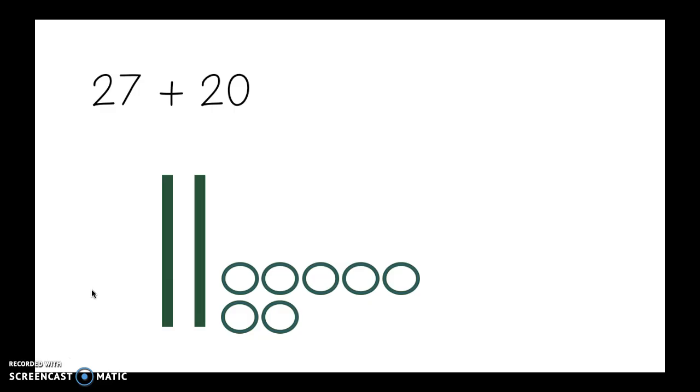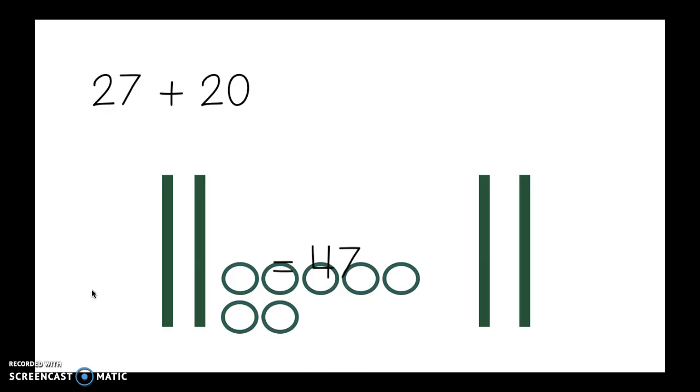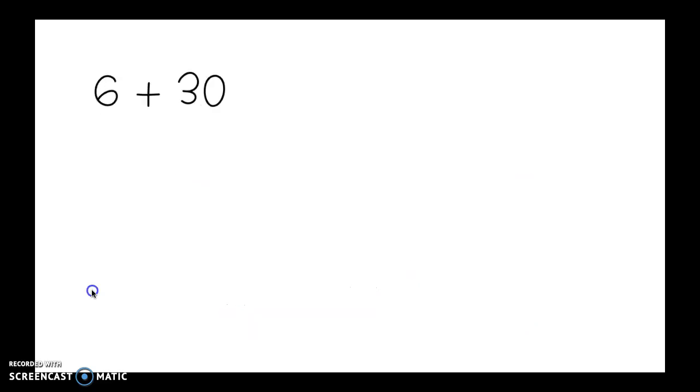Okay, so I had 27 and I added 20. So I'm going to draw 2 10 towers. Friends, can you go ahead and write equals and then your answer and press play when you're ready to check yourself? Okay, if I had 27 and I added 20 more, I could say 10, 20, 30, 40, and I know the ones are the same. 40 plus 7 is 47. Good job. Let's keep cruising.